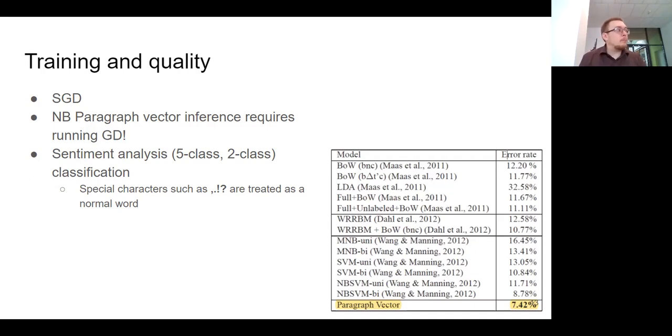I think this was the reason why they added punctuation to their tokens. Previously they used only words, but if you want to predict the mood, of course, exclamation marks and punctuation can be very important. So that's why they added punctuation and treated it as normal words in this model. So I think the final task significantly influenced the approach they used.